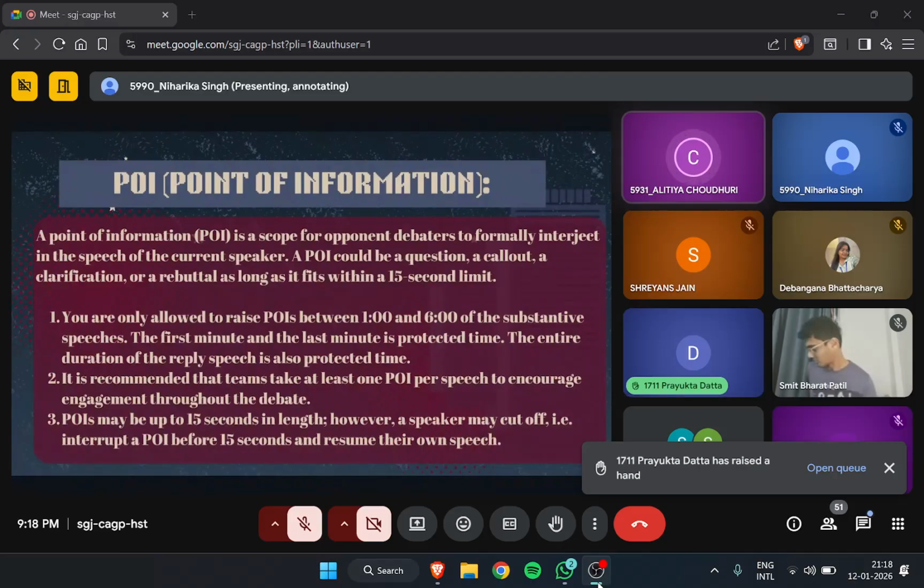Let me just recap it real quick for you, right? So there are two teams, Gov and Op, and each team has three speakers. These speakers are known as Prime Minister, Deputy Prime Minister, and Opposition Whip on government. And they are known as Leader of Opposition, Deputy Leader of Opposition, and Opposition Whip on the opposition bench itself.